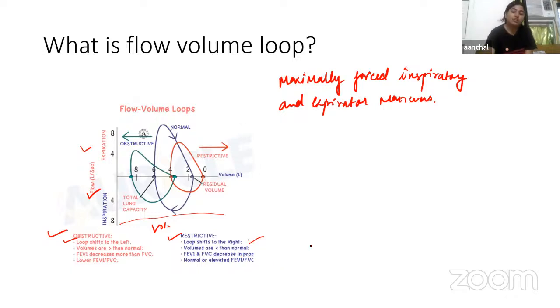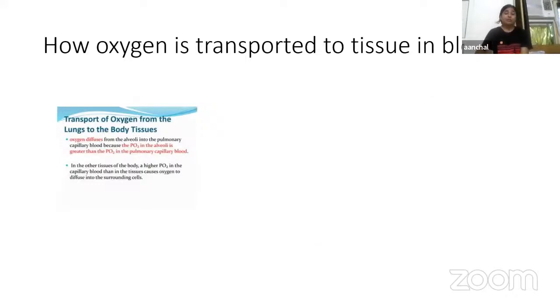Now, next we have how oxygen gets transported in blood. We know that blood serves to transport the respiratory gases. Oxygen, which is very essential for the cells, is transported from the alveoli of the lungs to the cells, and carbon dioxide, which is a waste product in cells, is transported from the cells to the alveoli of the lungs, right?